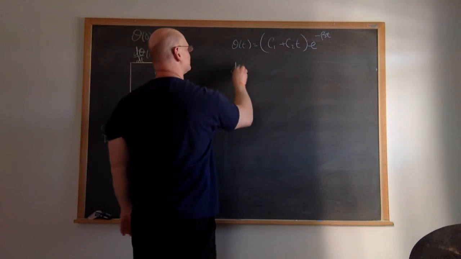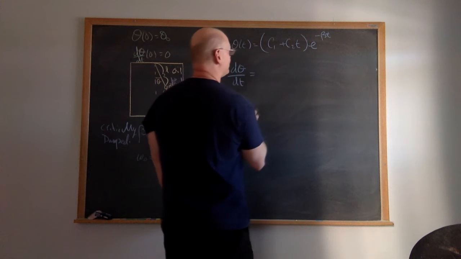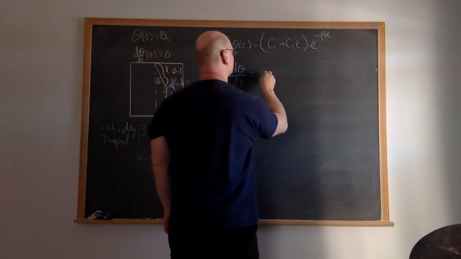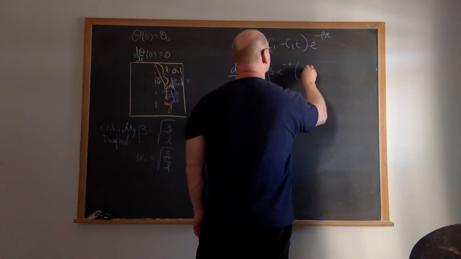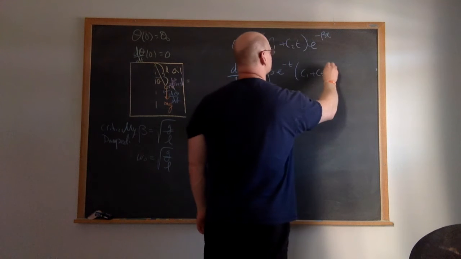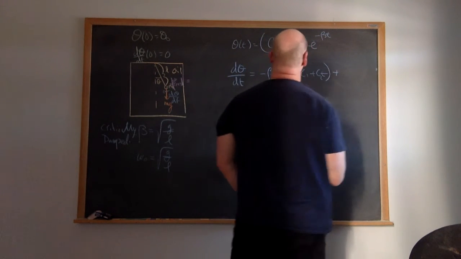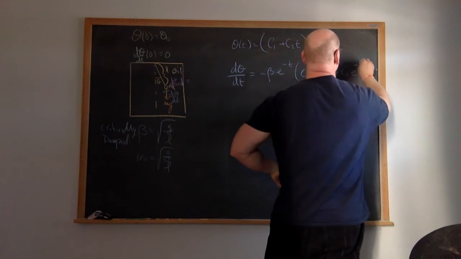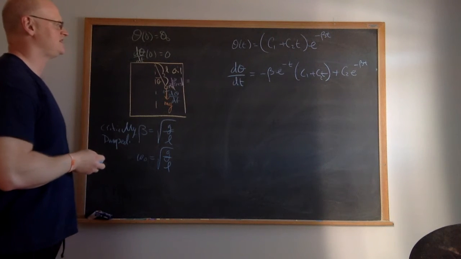Before we do that, let's consider the derivative of this. So it's going to be the same thing then as what? We have the product of two functions, this times this. So I'm going to get a minus beta times e to the minus beta t times (C1 plus C2 times t), plus the derivative of this, which is simply going to give me C2 times e to the minus beta t. So that's the derivative.